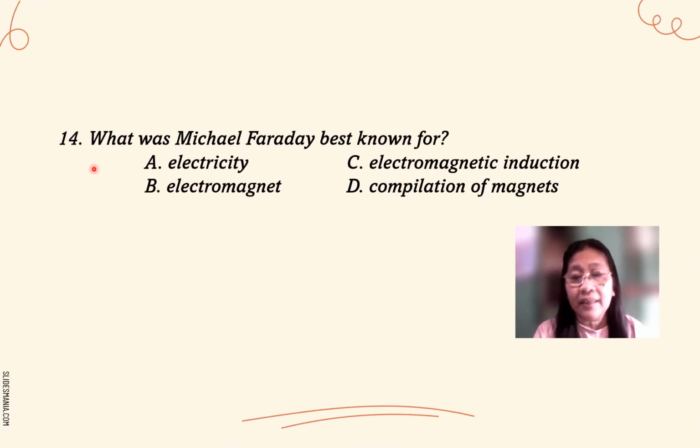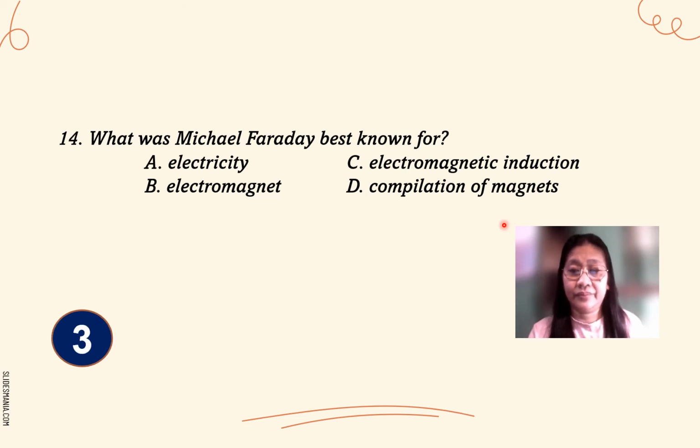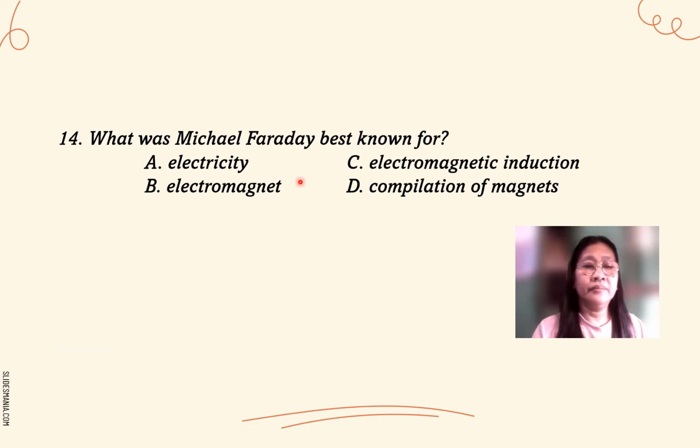Question number 14. What was Michael Faraday best known for? A. Electricity. B. Electromagnet. C. Electromagnetic induction. D. Compilation of magnets. The answer is electromagnetic induction.